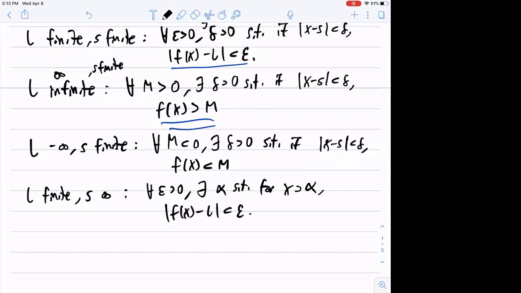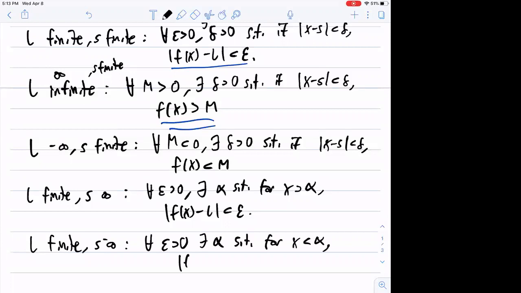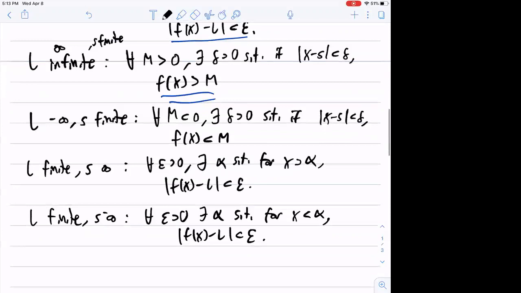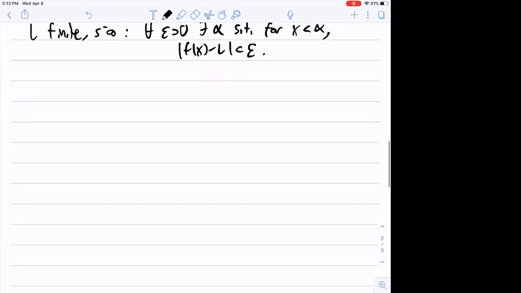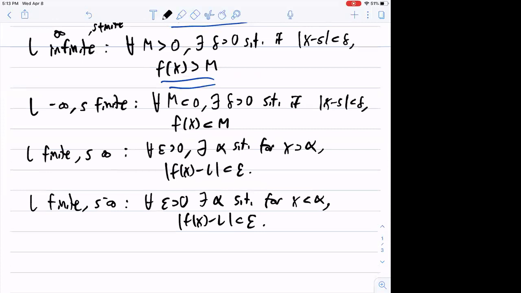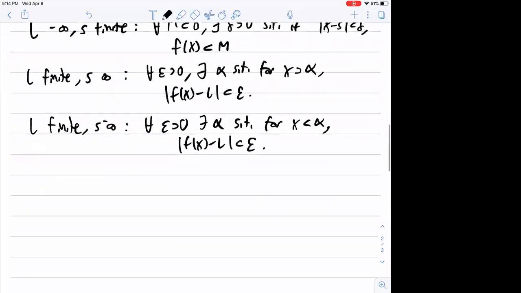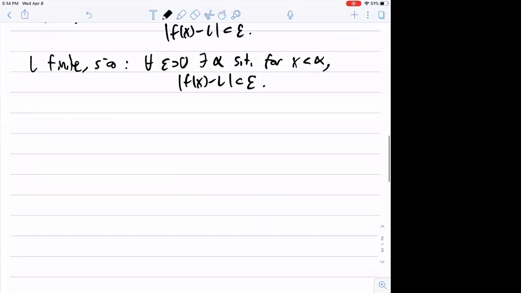Then, L finite and s negative infinity is the same, right? There exists alpha such that for x smaller than alpha, |f of x minus L| is less than epsilon. Okay, so I trust you can all do L infinite, s infinite. You just combine the two here. So instead of epsilon, you have M.